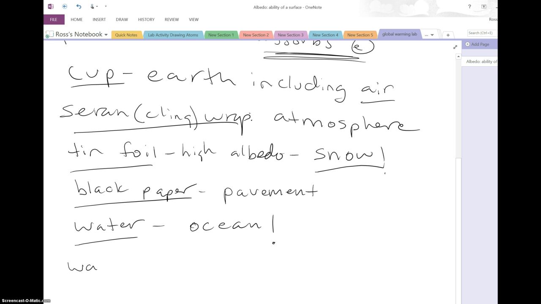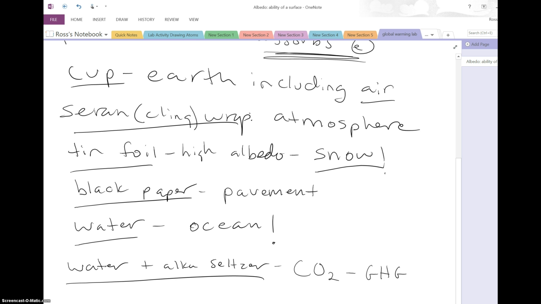And then we also had water and Alka-Seltzer. With water and Alka-Seltzer, that produces a gas. And that gas, if you do a little bit of research, you will find out that the gas that is produced from mixing water and Alka-Seltzer is CO2, carbon dioxide. And we know carbon dioxide is a greenhouse gas. So the trials with water and Alka-Seltzer, that's actually testing what the effect of having carbon dioxide is.